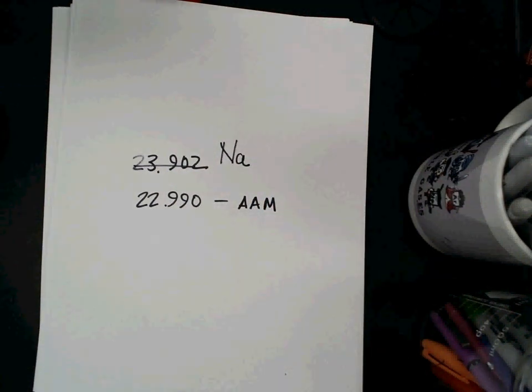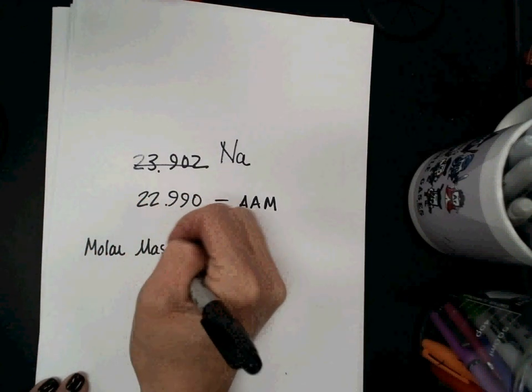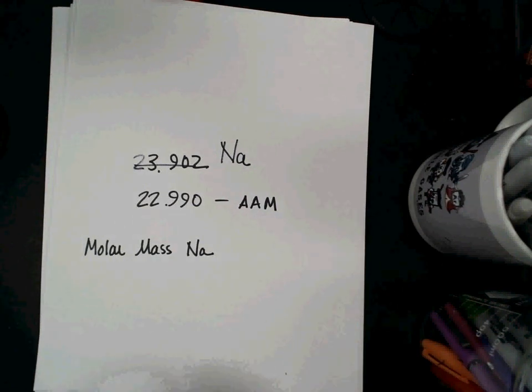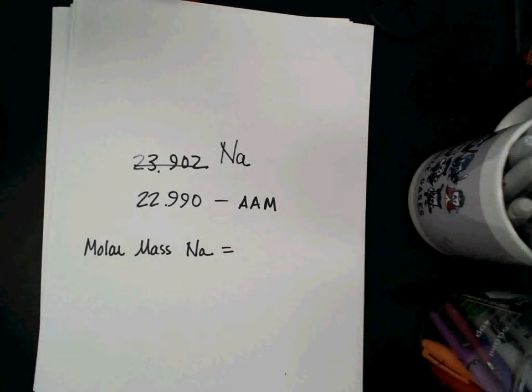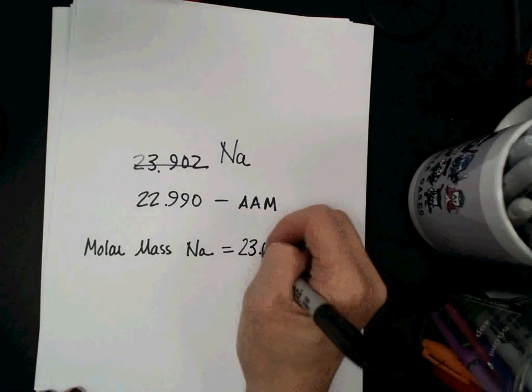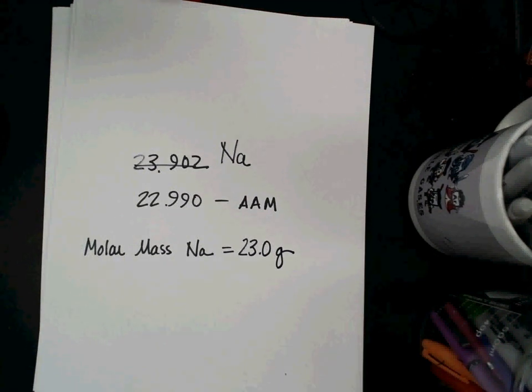So if I want to know the molar mass of sodium, I have to round to the 10th place. So my molar mass of sodium would be what? Bailey? Good job. 23.0 grams. Molar mass we calculate in grams. Isotopic mass or average atomic mass, we talked about how that's called atomic mass units. So don't let that confuse you.